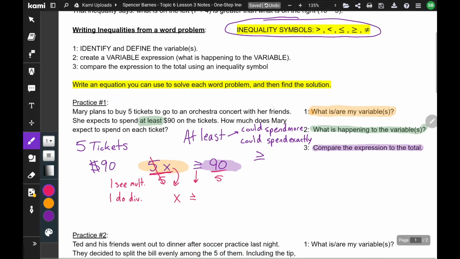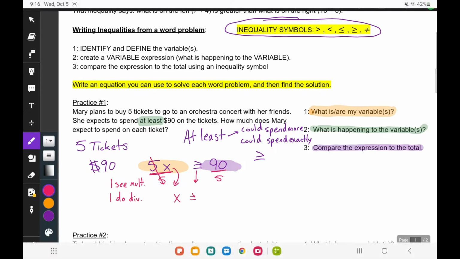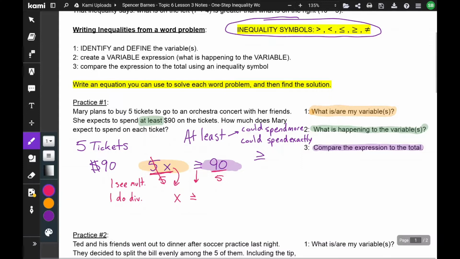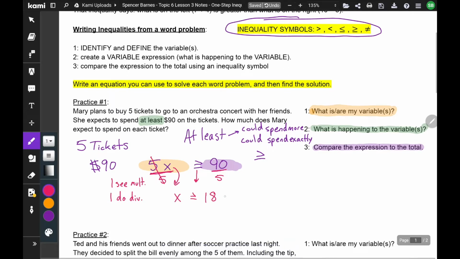At this point, I don't need to see your work for 90 divided by 5, so feel free to pull out a calculator. 90 divided by 5 equals 18. All right, back to here. I got 90 divided by 5 was 18. So here we see x is greater than or equal to 18. And again, we need to think about what this means. This means each ticket costs at least $18.